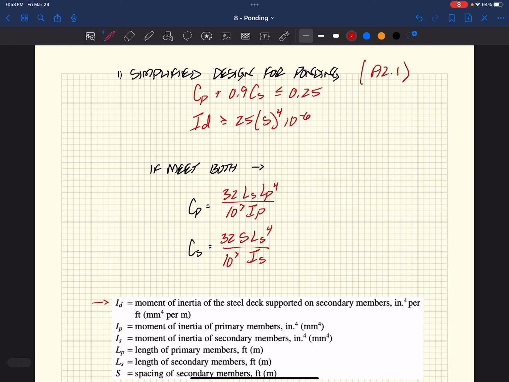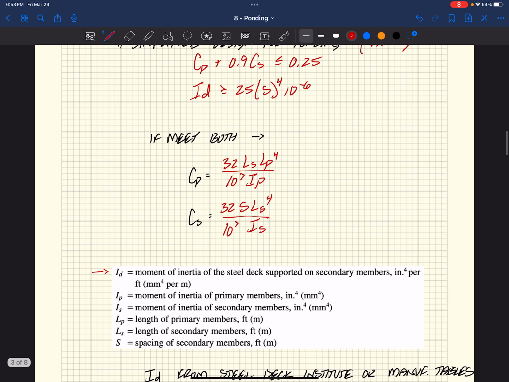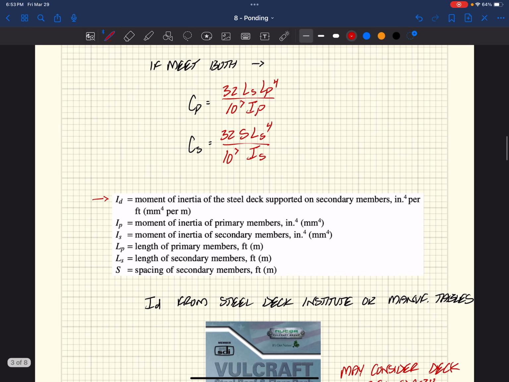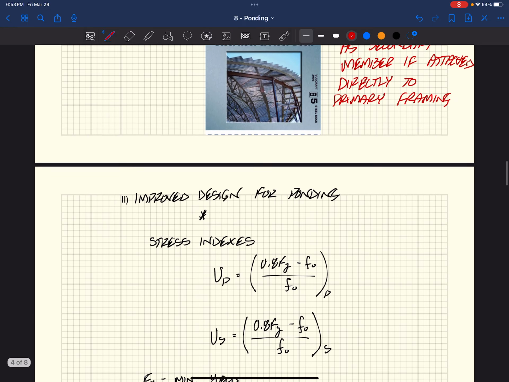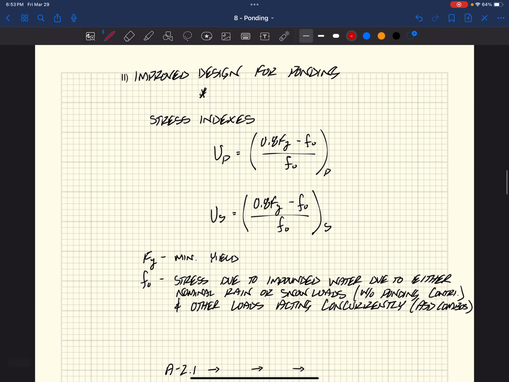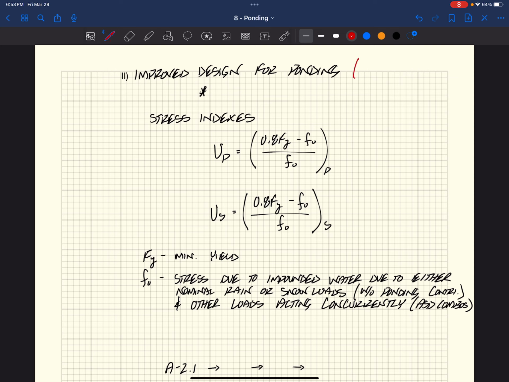So that's as simple as it gets for the simplified design. If we meet those two equations there, we don't have to worry about ponding. We can assume that we have adequate strength and stiffness. We might fail that and want to sharpen the pencil a little bit, and we might want to use the improved design for ponding, which is A2.2, okay? One special thing about this whole ponding appendix is that it was all derived based on ASD, or service level loading, so ASD level loads.